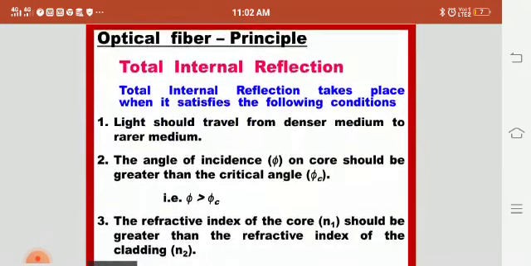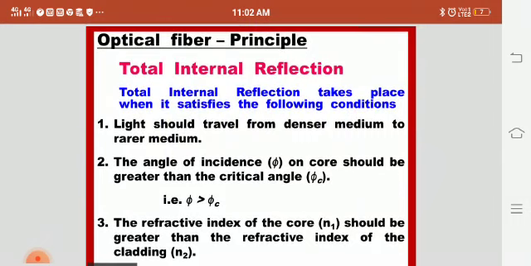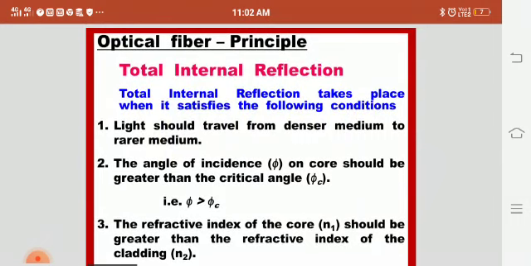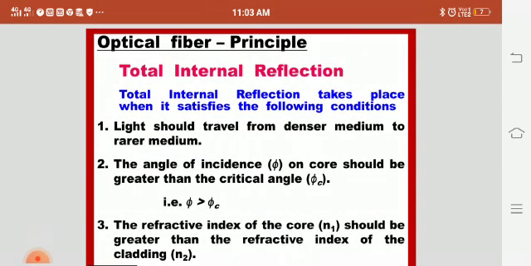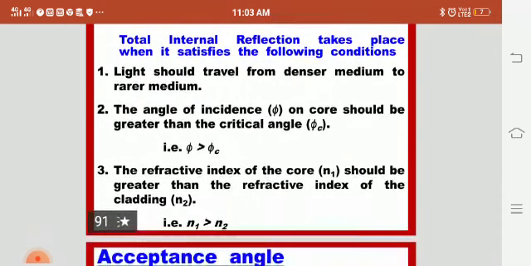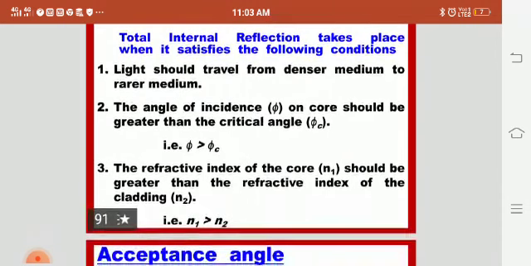The principle which is used in fiber optic communication is total internal reflection. In order to have total internal reflection, three conditions should be satisfied: light should travel from denser medium to rarer medium, the angle of incidence should be greater than the critical angle, and the refractive index of the core should be greater than the refractive index of the cladding, that is n1 should be greater than n2.